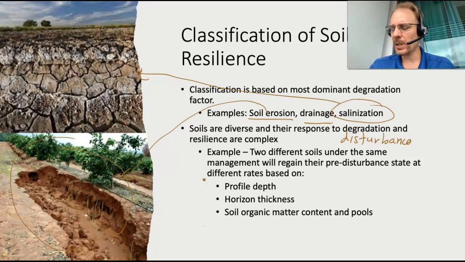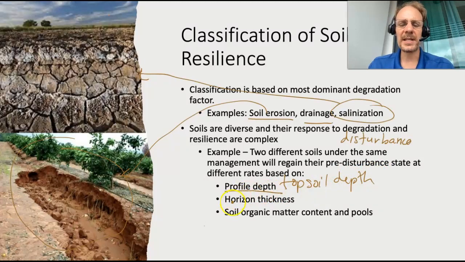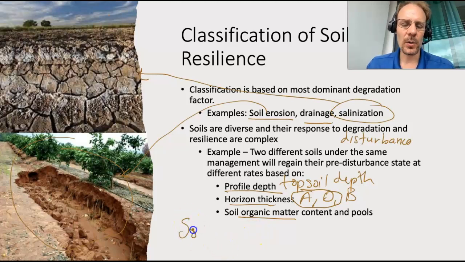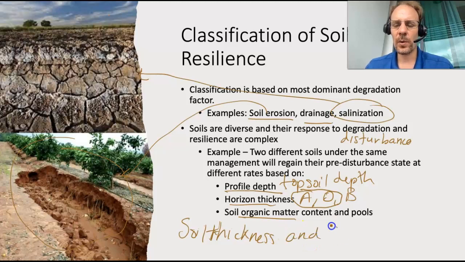It will be different, and it will really be different based off of profile depth, topsoil depth, to some extent topsoil and subsoil, horizon thickness: how thick is the A horizon, or the O horizon, or the B horizon. Typically, we're thinking A and O horizons. And also the soil organic matter. What makes soils resilient really comes down to soil thickness and soil organic matter.